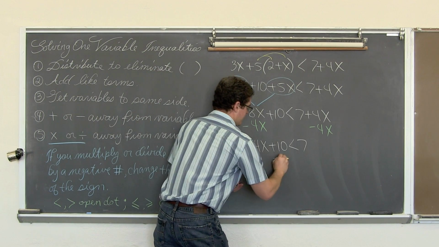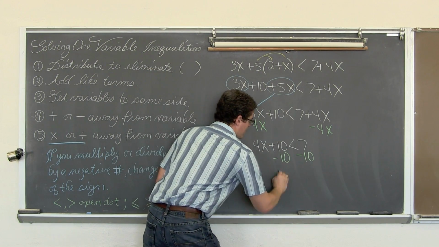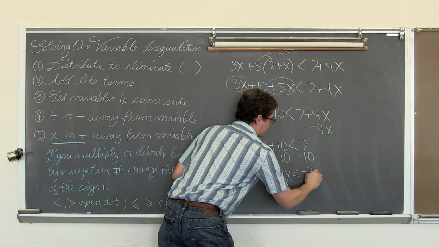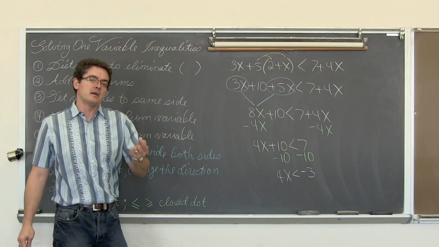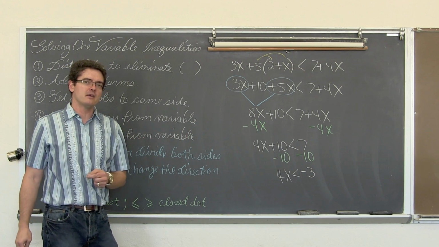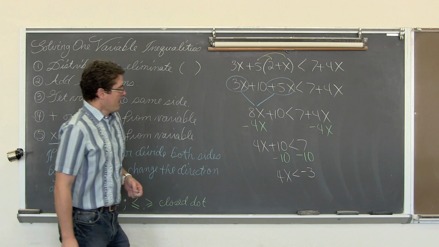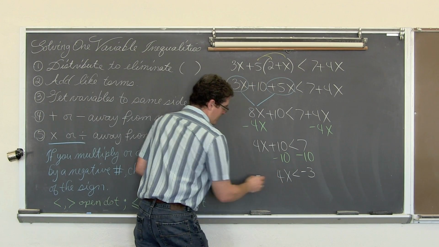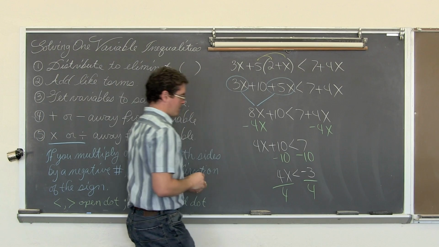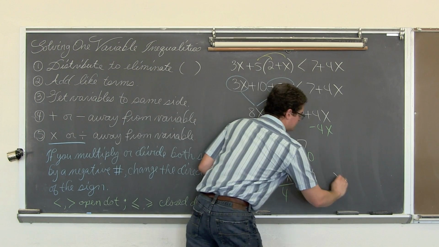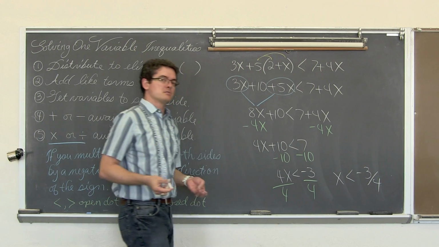Subtract both sides by 10. That's going to give us 4x is less than negative 3. You keep the sign of the larger number when your signs are different. 10 minus 7 is 3. Absolute value of the largest number is 10. It's negative, negative 3. And we want to undo this multiplication of 4 by dividing by 4. And we get x is less than negative 3/4.